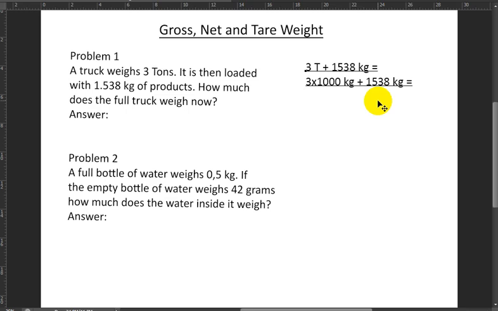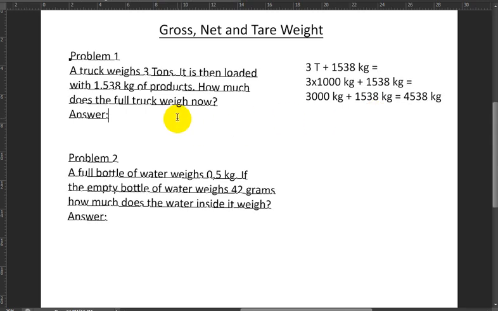So 3 times 1,000 is going to give me 3,000 kilograms plus 1,538 kilograms. And we don't even need to write this vertically. We can just add these two because I'm adding 3,000, so only the thousands are going to change. It becomes 4,538 kilograms. So there's our answer. The full truck weighs 4,538 kilograms.